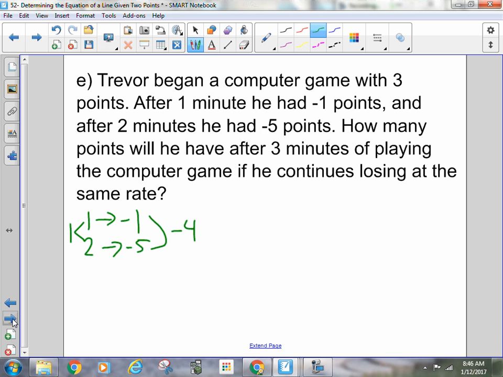So after 3 minutes of playing, he's going to lose another 4. So he's going to have negative 9 points.